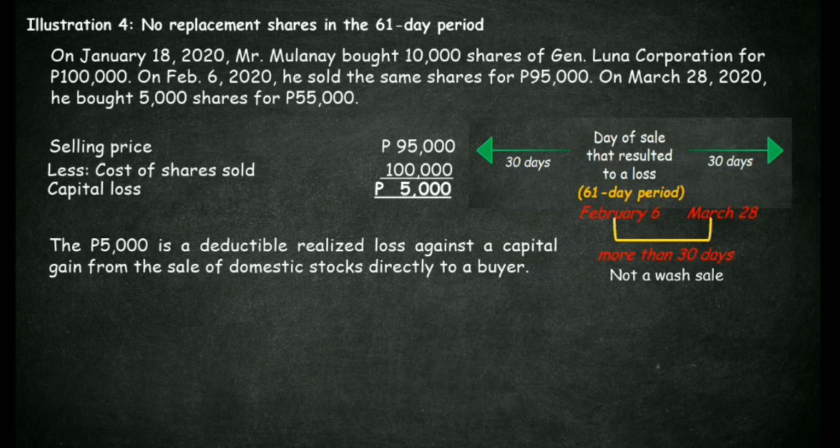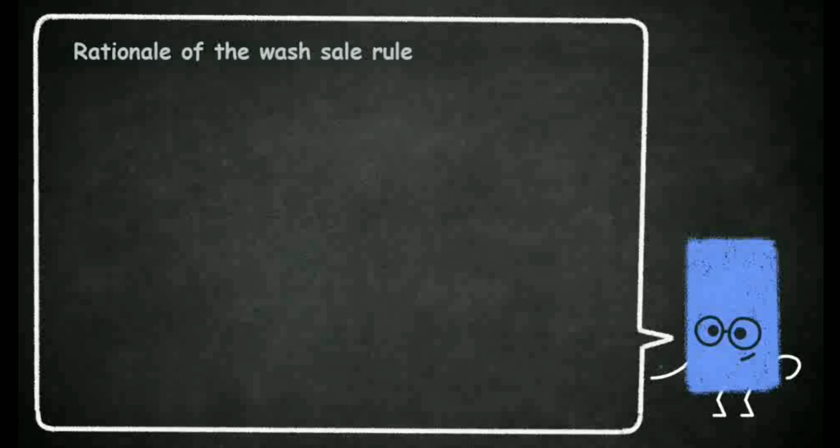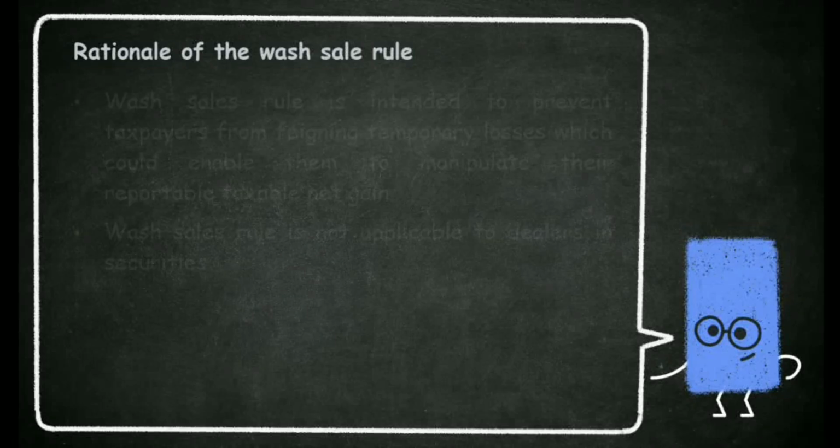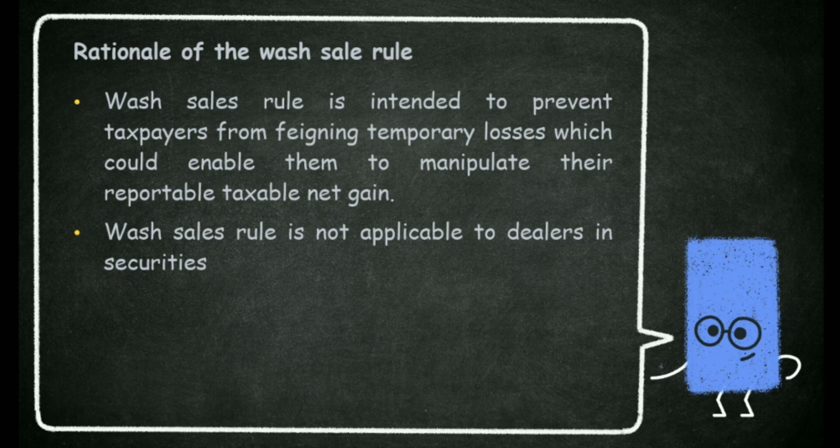So, if we're going to compute for the net capital gains, etong 5,000 pesos will be deducted because this is a realized loss. Rationale of the wash sale rule. So, bakit ba meron tayong wash sale rule? So, here's the reason. Yung wash sales rule, this is intended para i-prevent yung taxpayers from feigning temporary losses which could enable them to manipulate their reportable taxable net gain. And then, yung rule na to is applicable to dealers in securities only.